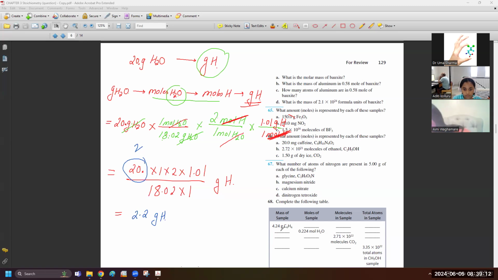Yes, you're right. 2.2 grams. Perfect. Is it clear?